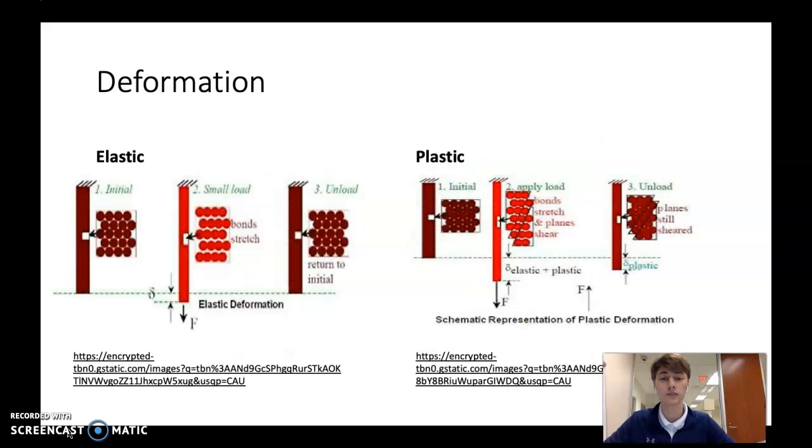Deformation either takes the form of elastic or plastic deformation. Shown here, we can see the differences between these two types, and that elastic deformation allows for the bonds to be stretched and return to their original shape. However, plastic deformation is where the bonds are stretched and the atom planes inside the unit cell are sheared. Due to the plane shearing, the material does not return to its original shape, resulting in permanent deformation.